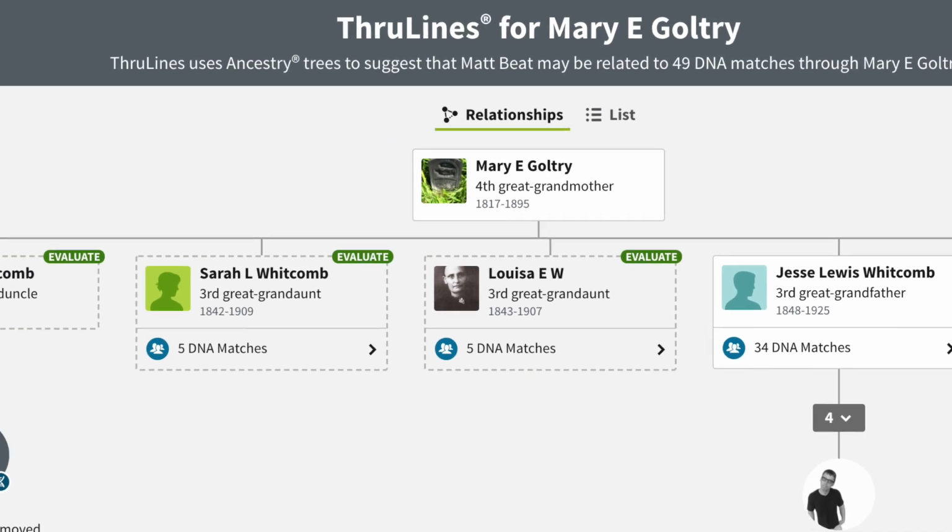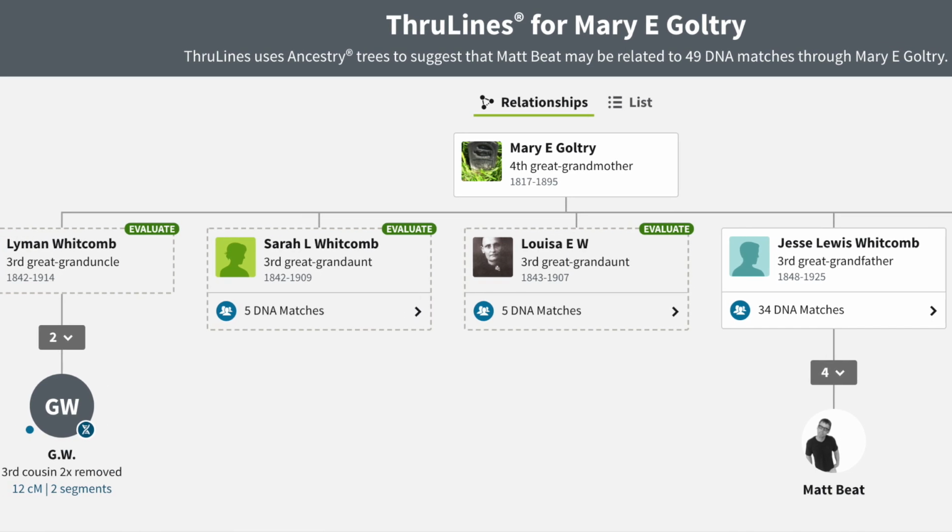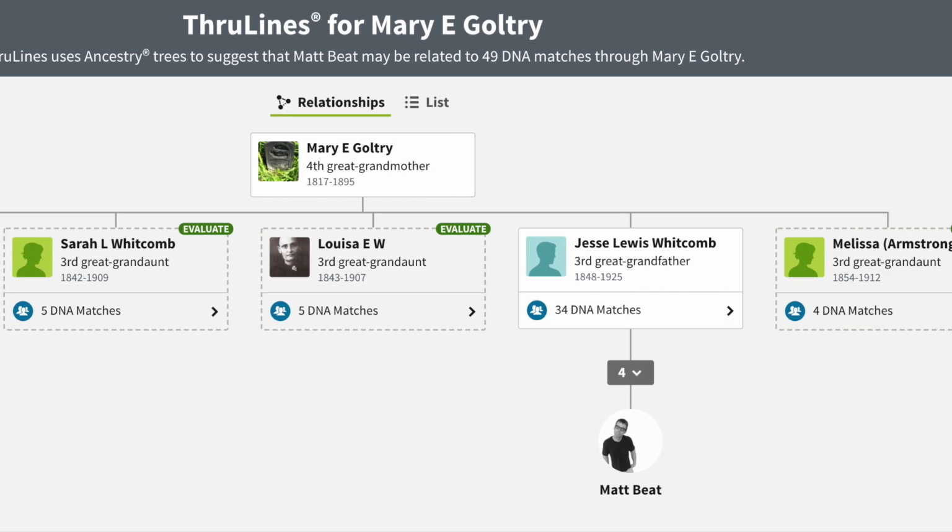In episode 3, we briefly looked at Mary Galtry with through lines where we saw a whole bunch of DNA matches, 49 of them, who all descend from Mary E. Galtry and match Mr. Beat. And then in episode 4, we looked into the Galtry family and learned a bit more about Mary, her siblings, and her parents. So we're going to start tracing up from Mary's parents, who were Nathaniel and Elizabeth, and we're going to trace them back to some of their earliest days in America.